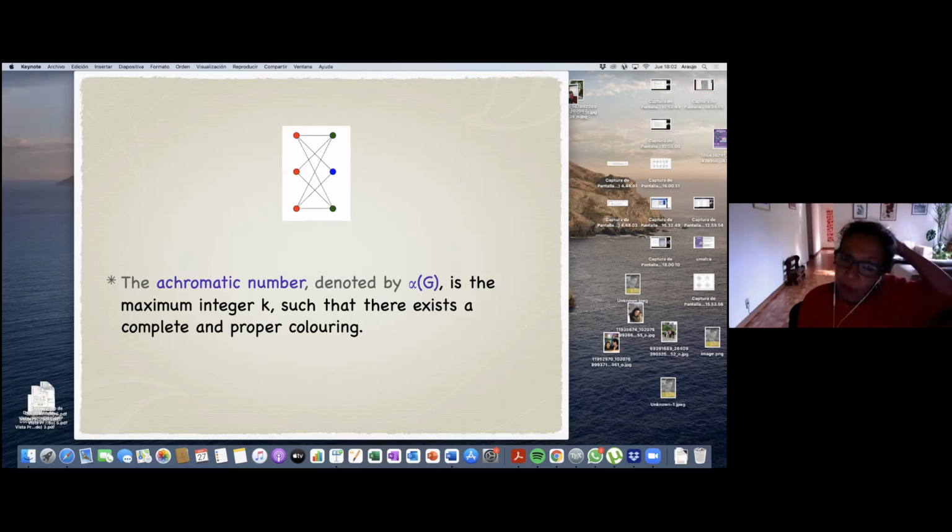For example, if you have the complete graph, obviously you can use as many colors as vertices you have. You have to maximize the number of colors depending on the graph, and the achromatic number, denoted by alpha(G), is the maximum integer k such that there exists a complete and also proper coloring.